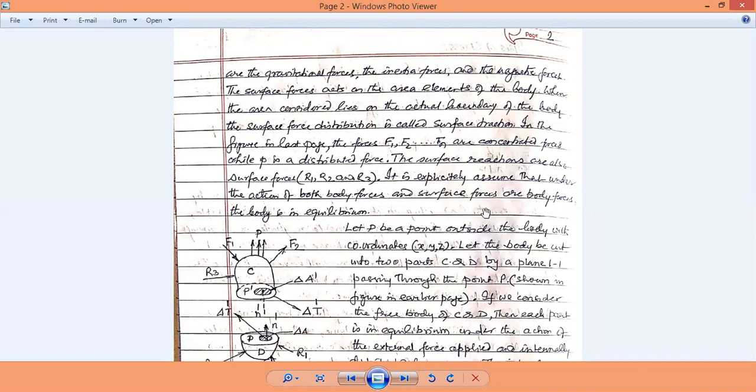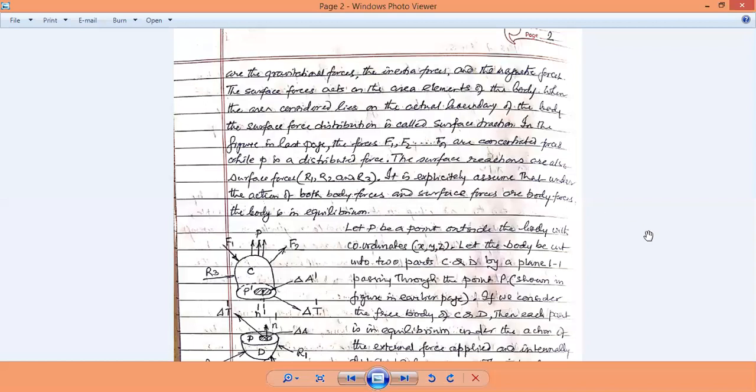Let P be a point on the body, and let us explicitly assume that under the action of body forces and surface forces, the body is in equilibrium. This is one of the most important things. Whatever force acts, body force or surface force, whether concentrated, distributed, or reactive, they are keeping the body in equilibrium itself.